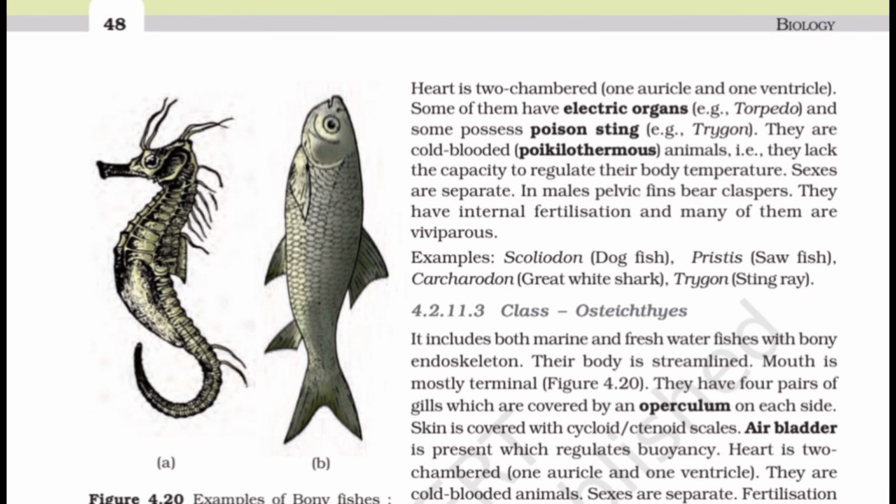The heart is two-chambered, one auricle and one ventricle. Some of them have electric organs, for example Torpedo, and some possess poison stings, for example Trygon. They are cold-blooded, poikilothermous animals, that is, they lack the capacity to regulate their body temperature. Sexes are separate. In males, pelvic fins bear claspers. They have internal fertilization and many of them are viviparous. Examples: Scoliodon, dogfish; Pristis, sawfish; Carcharodon, great white shark; and Trygon, stingray.